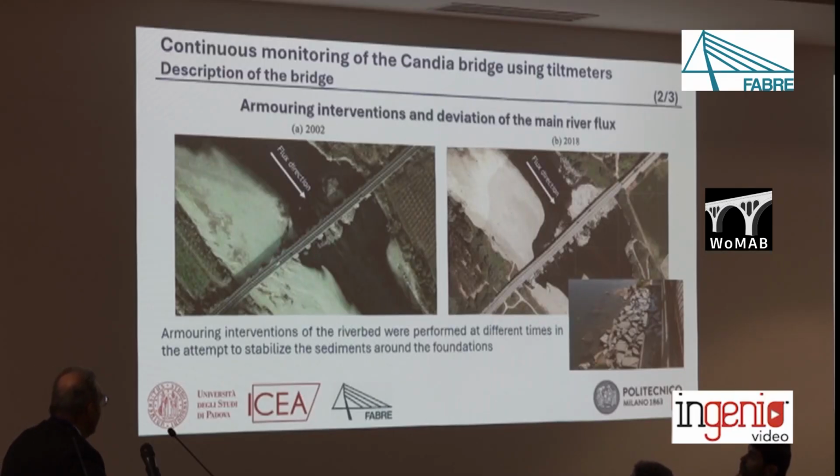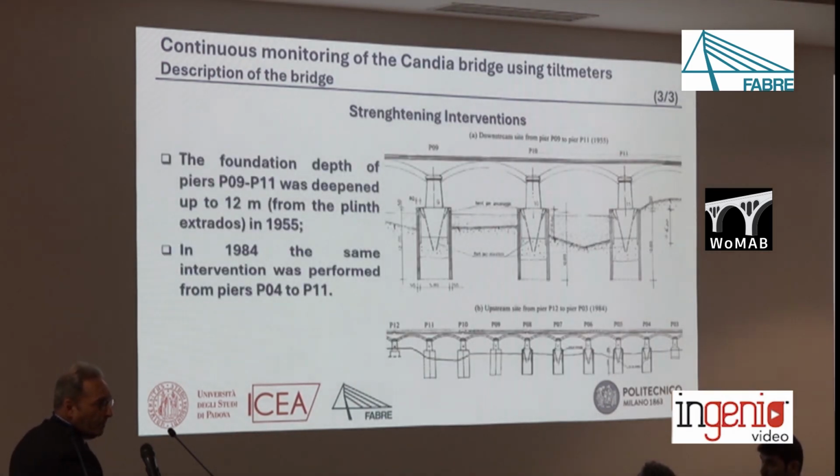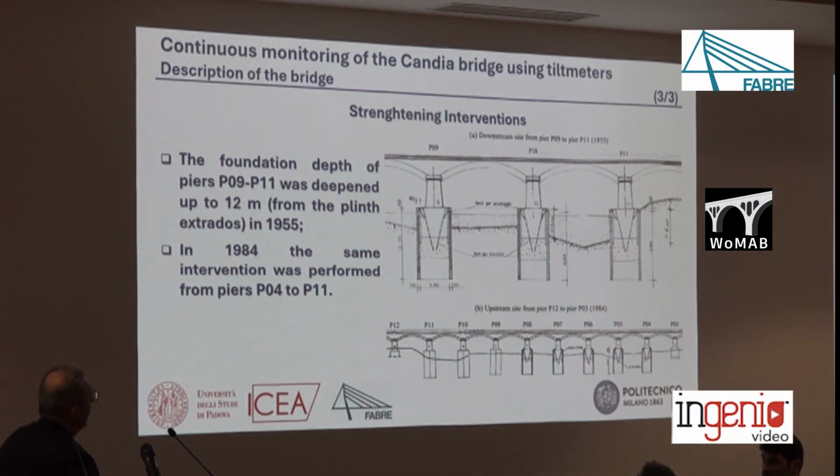Of course, we began to study this bridge, and we are aware of some armoring interventions and deviation of the main river flow. You can see that, for example, this picture dates back to 2002, this one to 2018, and you see that the flow of the river was completely changed. So different armoring interventions were performed at subsequent times in an attempt to stabilize the sediments around the foundation. And all the foundations were basically strengthened.